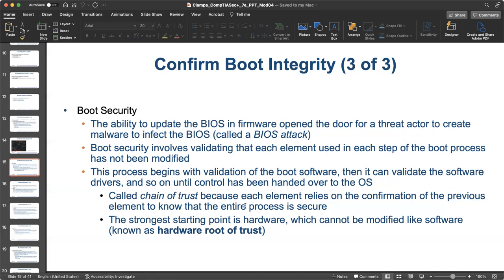But the question is, how does the chain begin? What if a threat actor were to inject malware prior to the start of the chain of trust? Then what? If the starting point is software, it can be replaced or modified. That would then compromise each element of the chain. So to prevent this, a chain of trust requires a strong starting point.